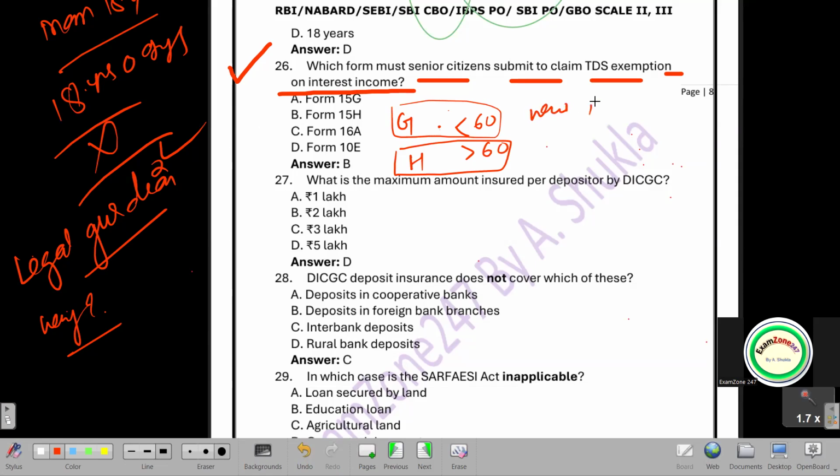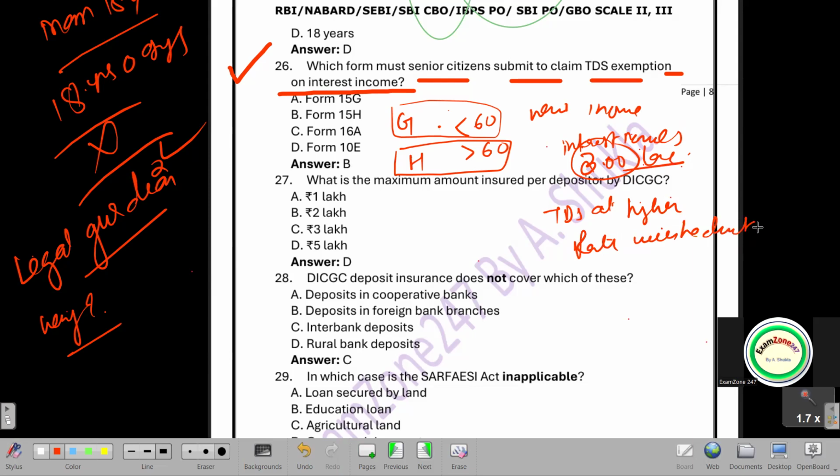Someone who has interest income, under the new tax regime, if it is below 3 lakhs, then they need to submit this form. Otherwise TDS at a higher rate will be deducted.